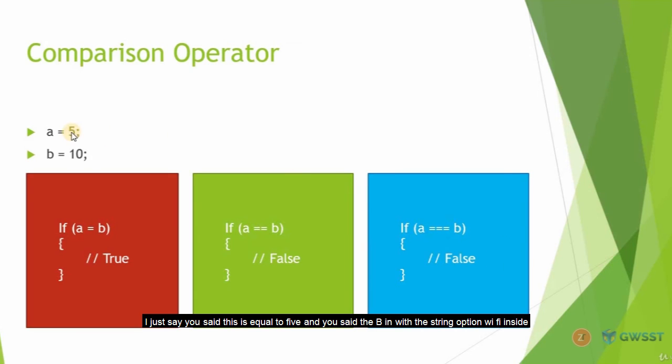Most of the time, let's just say you set a is equal to 5 and you set b in with the string option with 5 inside it, and if you use this, it's still going to be false. Let me show you an example of how this works.